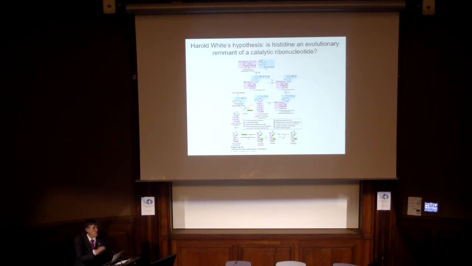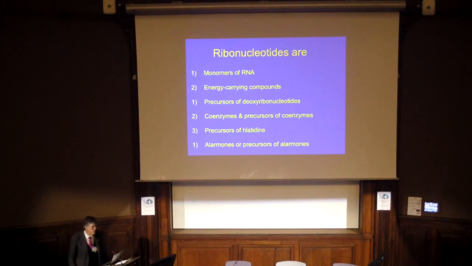But here you have a superb example of what Harold White said. Perhaps histidine is nothing more than a modified ribonucleotide that found its way, in evolutionary terms, into the active site of enzymes where the role originally may have been played by a ribonucleotide. So it's another fascinating example, I think, that allows us to say that ribonucleotides are, of course, the monomers of RNA, are energy-carrying compounds, are the precursors of the deoxyribonucleotides, are coenzymes or precursors of coenzymes, are precursors of histidine, and are alarmones or precursors of alarmones.